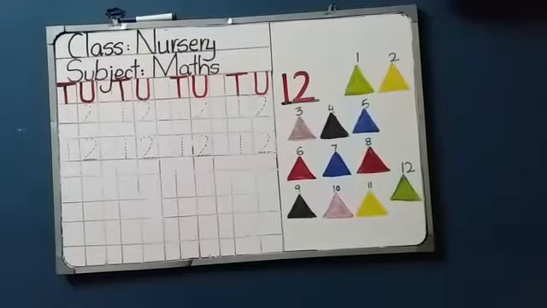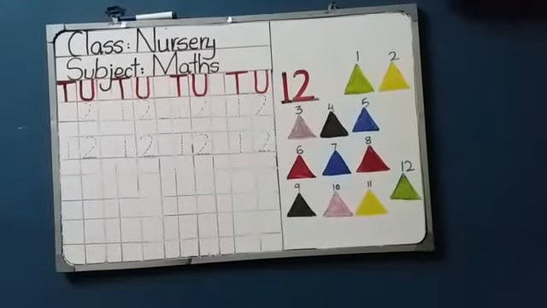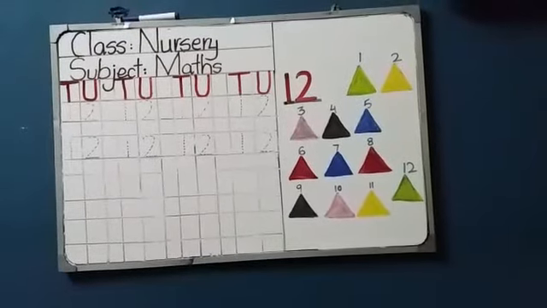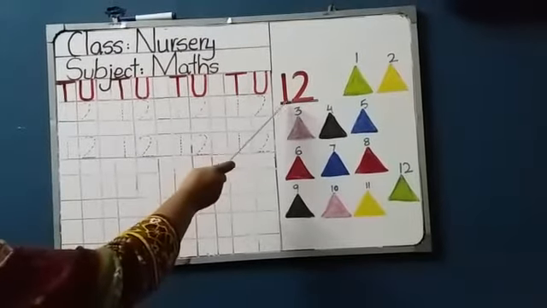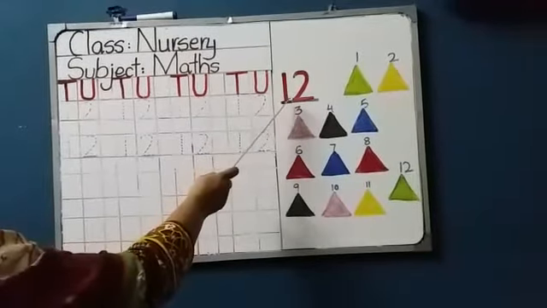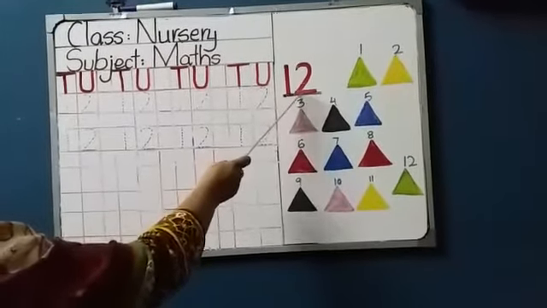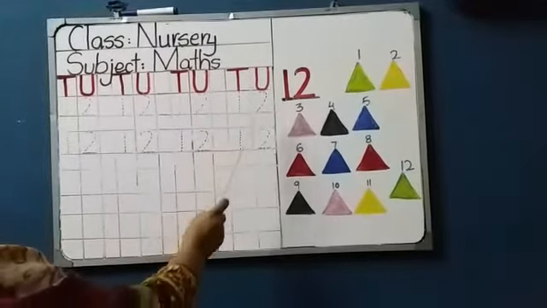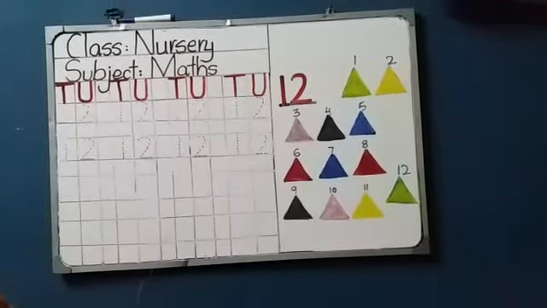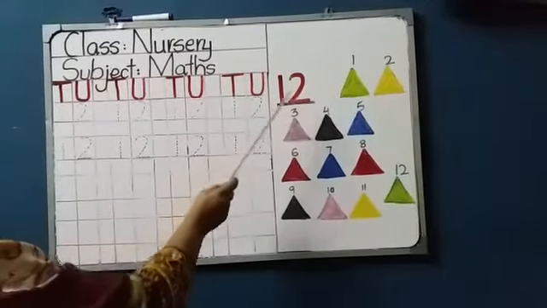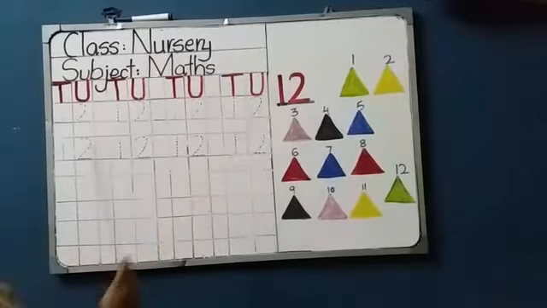Okay, today we will write and learn digit 12. Read with me. Word digit 12. This one digit, look, this is 12. Read with me. 1, 2, 12. Read again. 1, 2, 12. Read again and again.